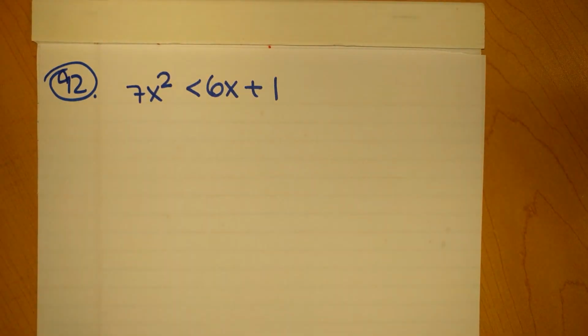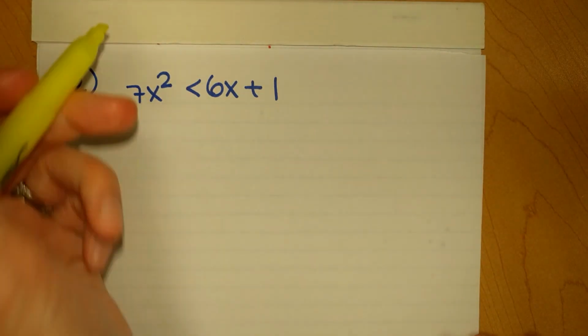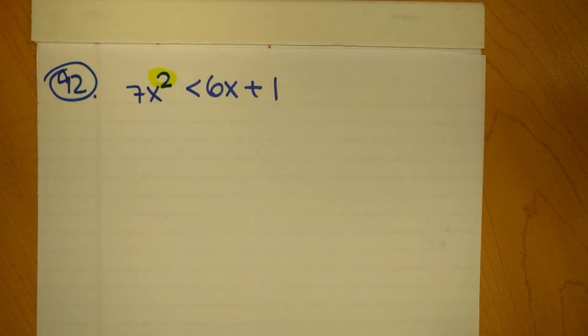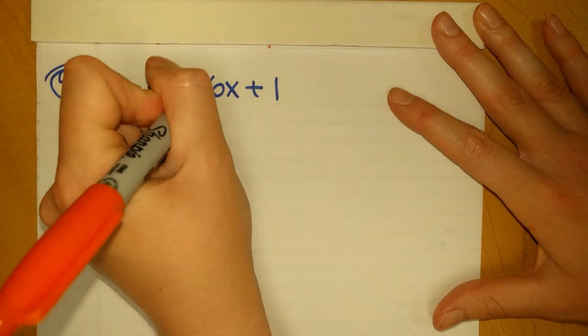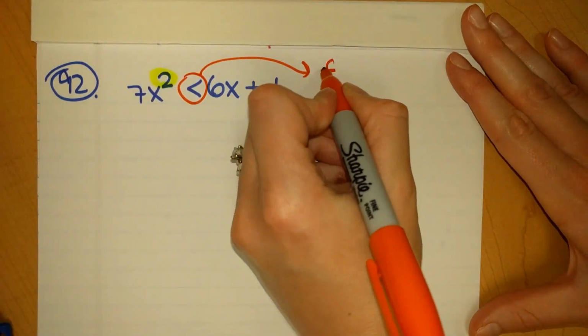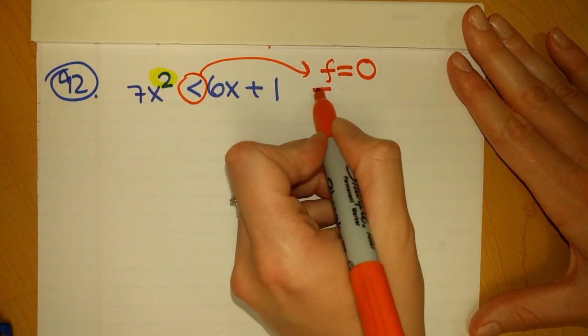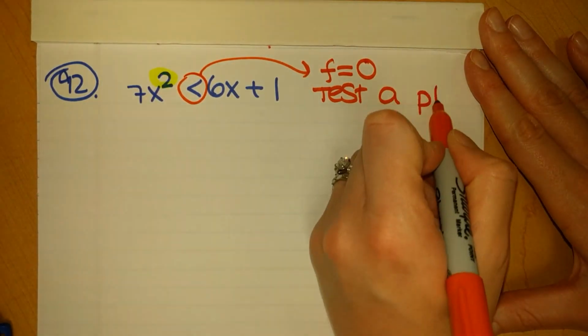So if this was an equation, we would be moving things over to one side and factoring it. And that is because we have a square, so it's quadratic, so we'll need to use our quadratic methods. Now, when you notice the first thing, this inequality means that we are going to solve f is equal to 0, and then we are going to test a point in each of those intervals.